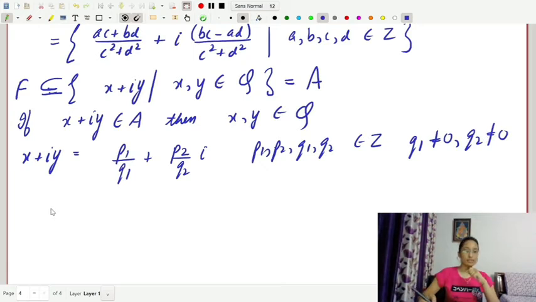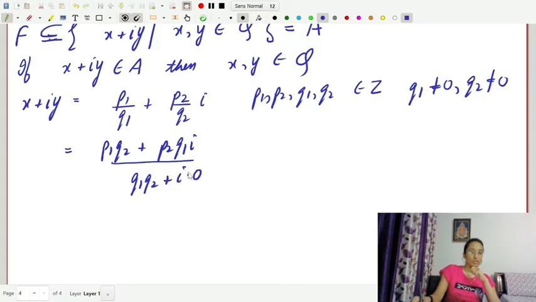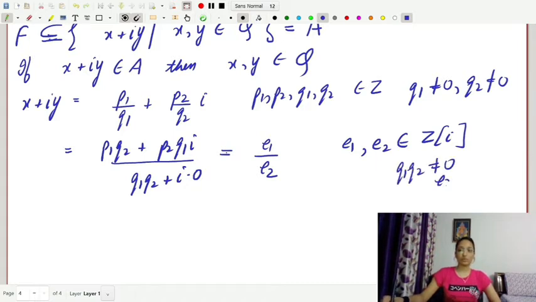So, in this case, we have (p1 q2 plus p2 q1 iota) over (q1 q2), which is equal to e1 over e2, where e1 is this quantity and e2 is this quantity, such that e1 and e2 belong to Z iota, with q1 q2 not equal to 0, that is e2 is not equal to 0. Since q1 and q2 are nonzero and we are in an integral domain, therefore q1 q2 is also not equal to 0.